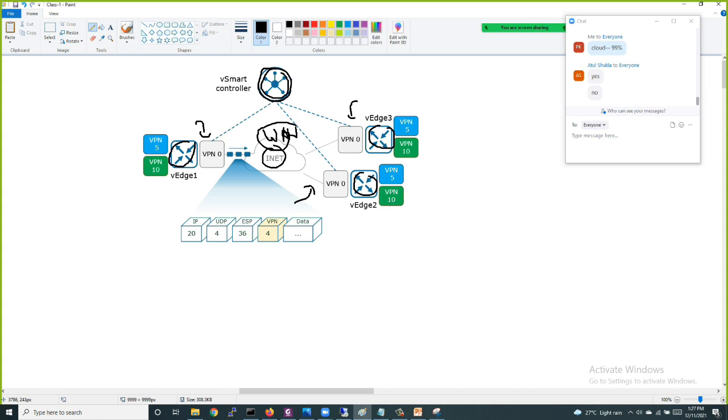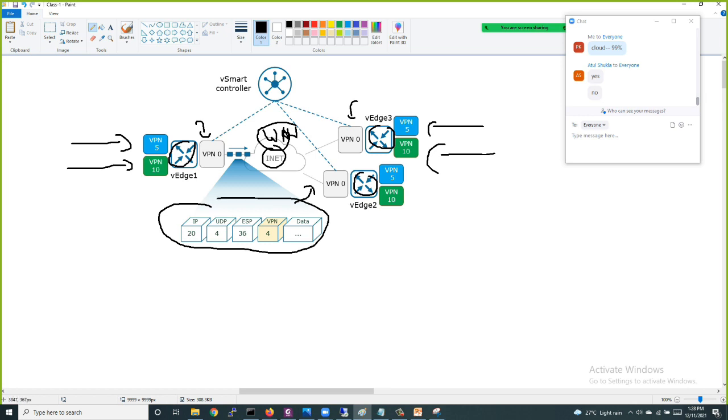It means all the routing information will be exchanged from the controller. Routing information, right? From the controller. Once the routing information is exchanged, my LAN sites, meaning service VPNs, will be able to communicate with each other. Now see here, I told you this traffic will be encapsulated by whom? By IPsec.